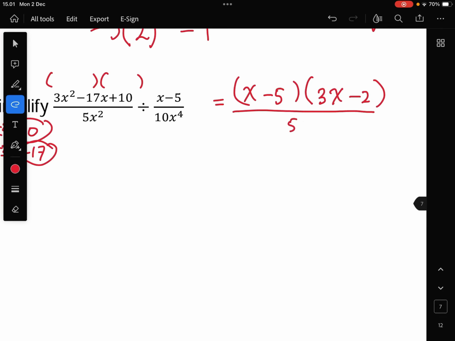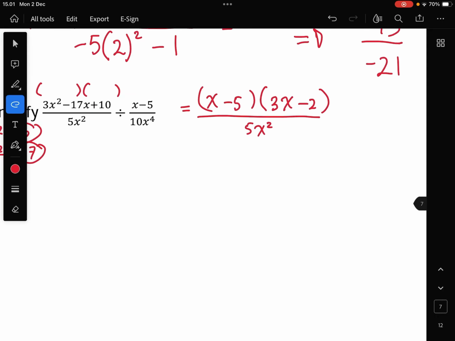Divided by 5x squared. Now, if we need to do the division, you have to make it into multiplication and then flip the fraction. So we have 10x to the power of 4 at the top and x minus 5 in the bottom. Now, this and this we can just cancel, and then we have 10 and 5 we can cancel. This one is a 2, this one is an x. This one is a 2, this one is a 1.